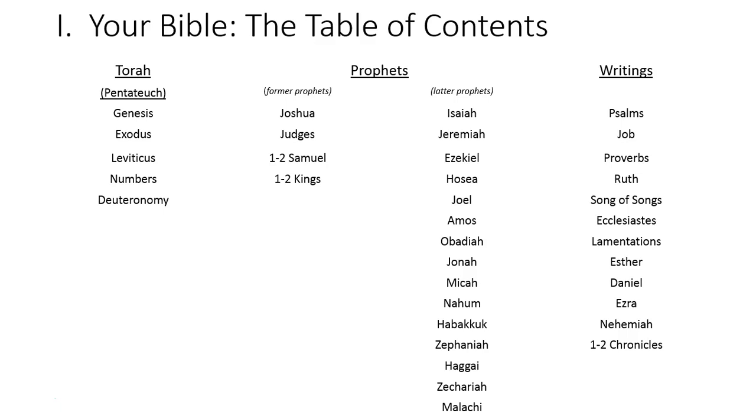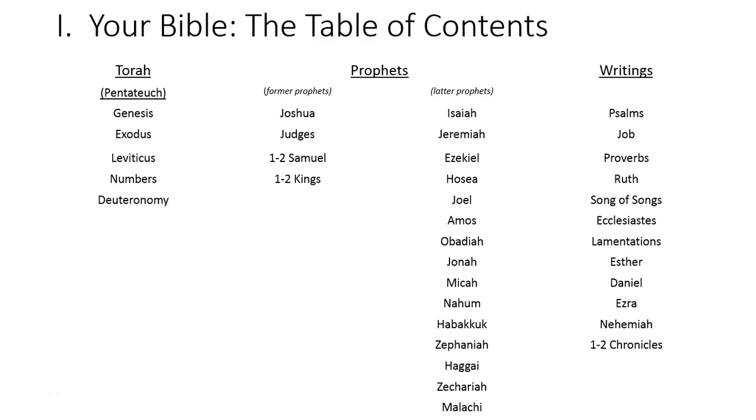The latter prophets, on the other hand, Isaiah, Jeremiah, and Ezekiel, are the 3 major prophets, and then Hosea through Malachi are the minor prophets, not because they're less important, but rather because they are simply shorter. So Isaiah, Jeremiah, Ezekiel, and the 12 minor prophets, those books are of a very different nature than the former prophets of Joshua through 2 Kings.